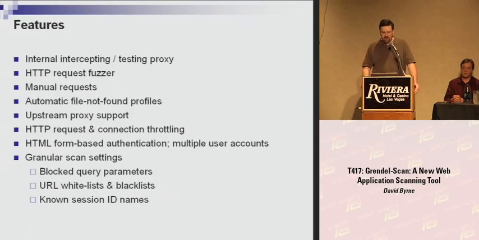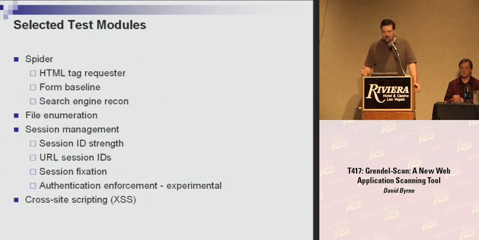So a few examples of some of the settings include the ability to block specific query parameters from any kind of testing. You can also mark a specific query parameter as being irrelevant from a spidering point of view. You can create URL whitelists and blacklists based on regular expressions, which helps prevent the scan from leaking out into other websites or into parts of an application that should be off limits. And you can also identify known session ID names, which obviously helps with the session management testing. Again, this isn't a complete list of all the test modules that Grendel has, it's just the highlights, things that I think are a little more interesting.